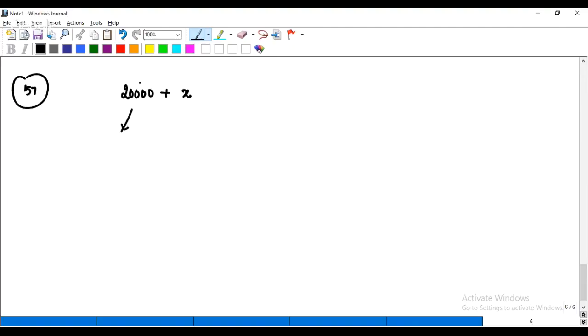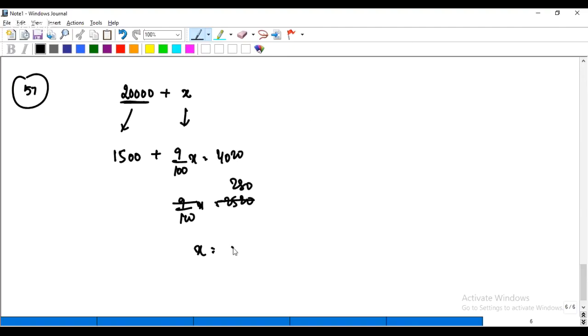So let's take 7.5% of 20,000. 10% of 20,000 is 2,000. So 7.5 is 1,500. Upon this, you're gonna get 7.5 as well as 1.5. So you will get 9% of X is equals to 4020 minus 1500, that is 2520. You say it is 28,000. So the extra sales that you're doing is 28,000. So total sales would be 48,000 rupees. Next.